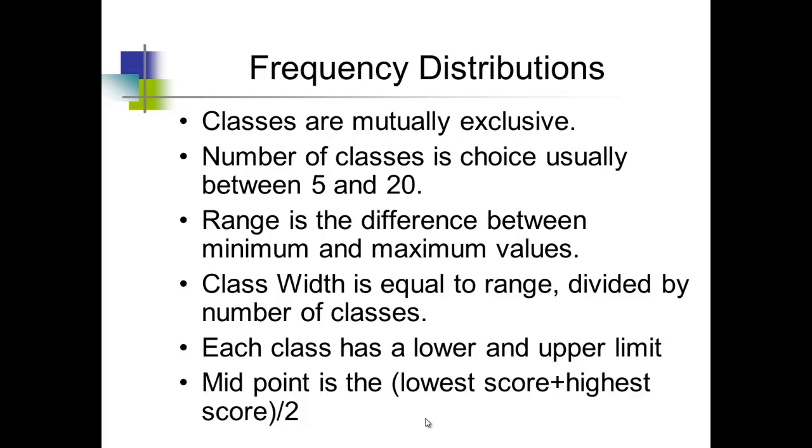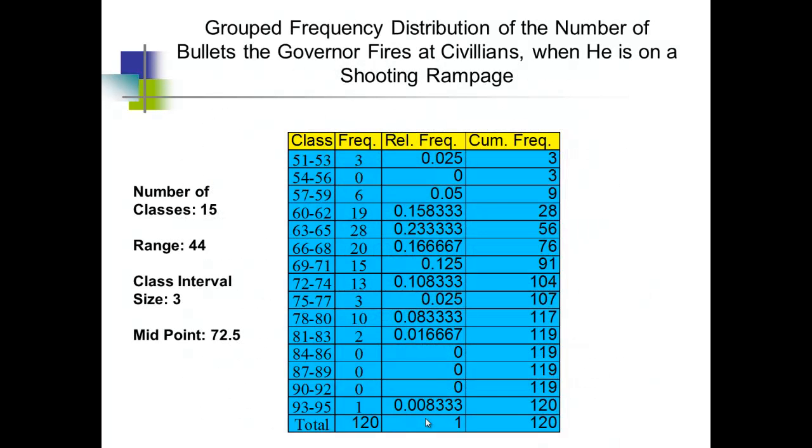We're also going to want to determine the range, which is the difference between the minimum and the maximum values. We're also going to want to determine the class width, which is the range divided by the number of classes, and then figure out what the upper and lower limit is for each class, and the midpoint, which is the highest score and the lowest score divided by 2. So this is what we've done here.